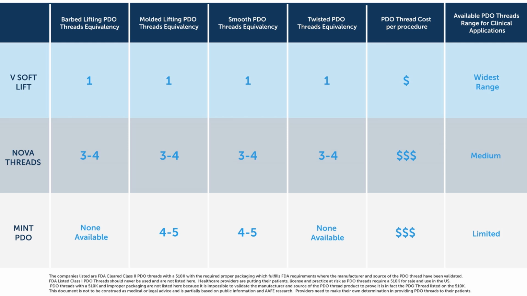And this is a strength equivalency chart, or a collagen biostimulation chart. For every one vSoft Lift, you need 3 to 4 Nova threads, 4 to 5 Mint PDOs. And again, it's not me. Compare the cases as we are going to show you in just a minute. Let's take a look at a case, and you'll see we can do it in just 3 or 4 threads, while they're going to take 3 to 4 times more, or 4 to 5 times more. Again, you're the provider if you like doing those cases, but we hear from people all the time that are so frustrated.